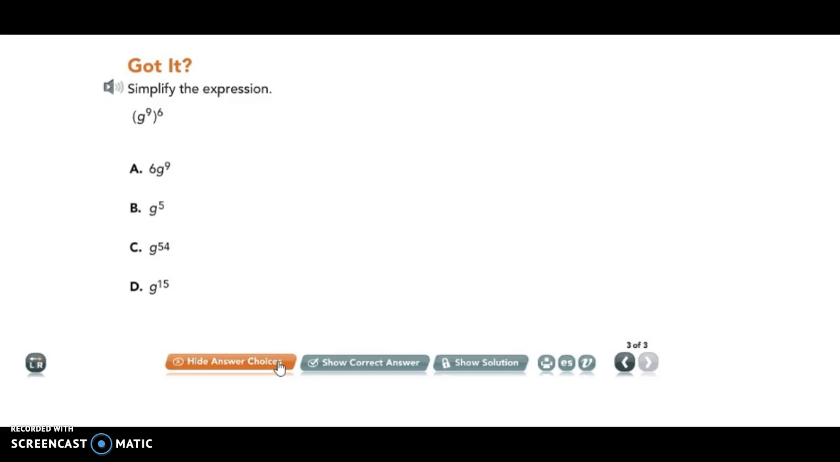Okay, now that you're back, we're going to have g to the 9th, and then that to the 6th power. When we're looking at that, we're going to multiply the 9 times the 6, so we're going to land at g to the 54th power.